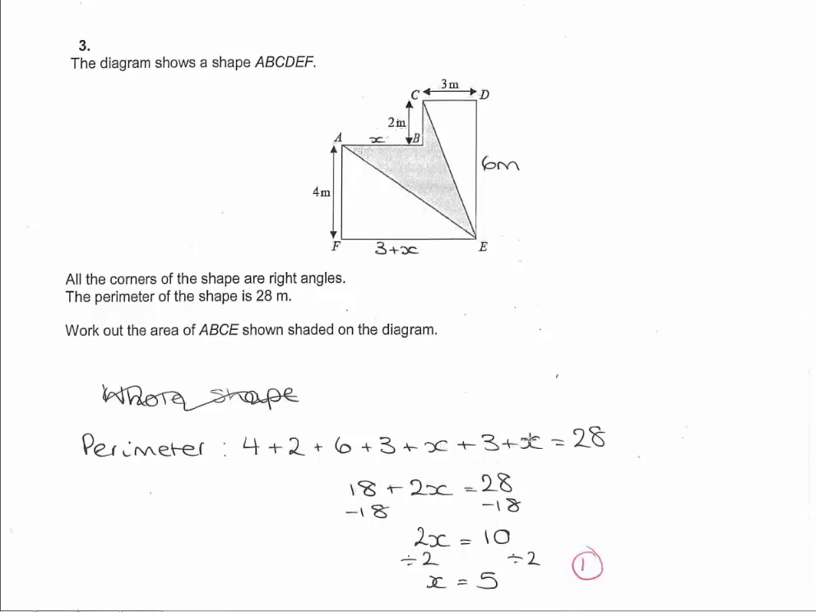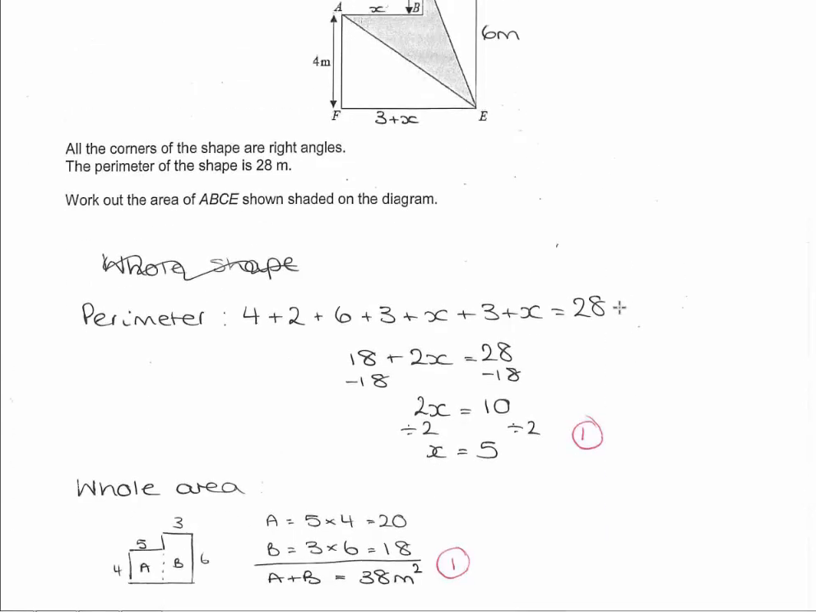So this just tidies up and makes this easier to solve. If you write it like this, equals 28. Take away 18 from both sides, you get 2x must be 10, and so x is 5. So if this is 5, then this is 8. So first of all, you've worked out what x is, and if you've just done that, you get a mark.